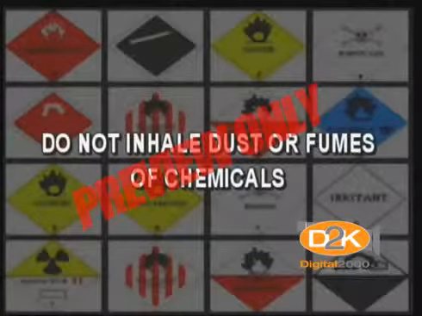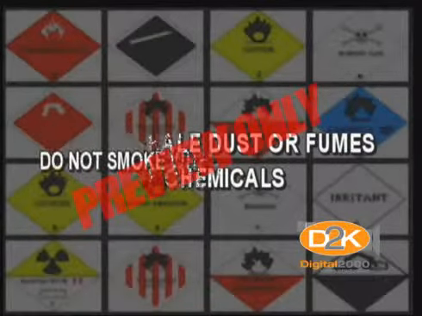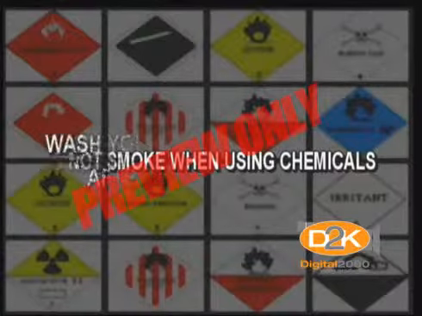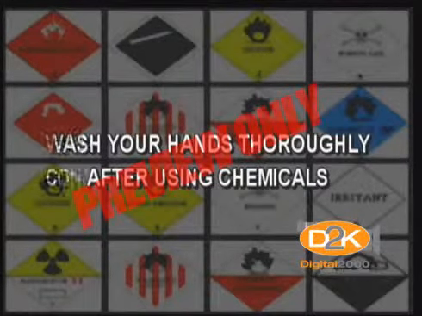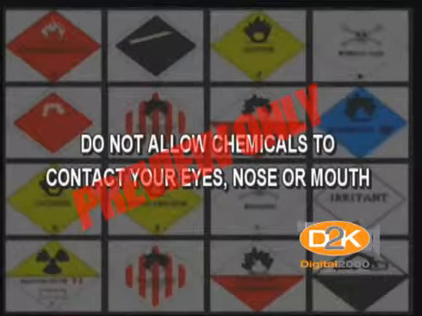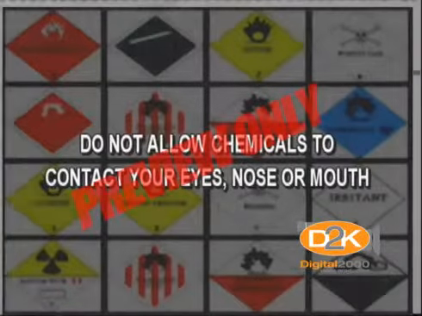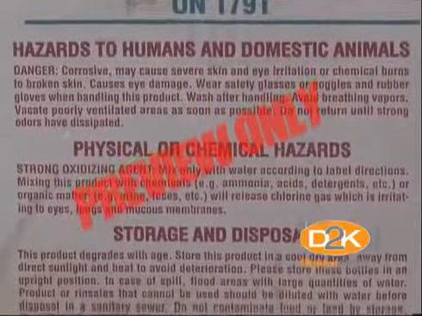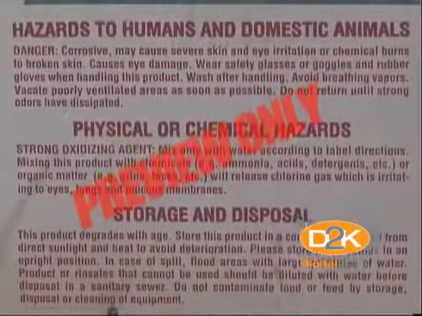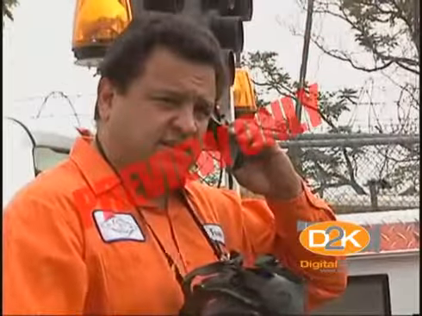Do not inhale dust or fumes of chemicals. Do not smoke when using chemicals. Wash your hands thoroughly after using chemicals. Do not allow chemicals to contact your eyes, nose, or mouth. In case of contact, or if a chemical product is swallowed, follow the manufacturer's label or advice. Call your doctor or your local poison control center.